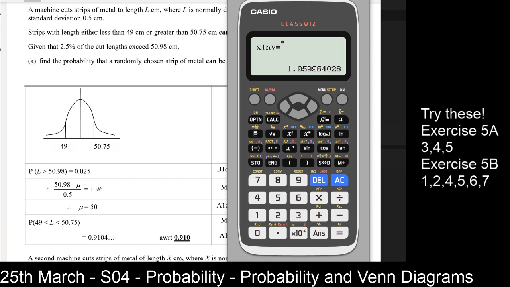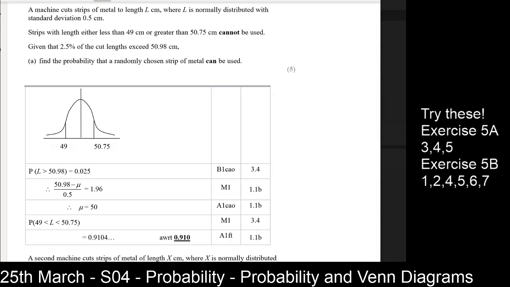Then for the last part, we can just use CD on our calculator. We've got a lower limit of 49 and an upper limit of 50.7. We want the probability that it's between the lengths that they give us in the question, and we use the actual standard deviation now, which is 0.5, and our mean that we've just calculated, which is 50, and we get 0.910. So that's how we do the first part.